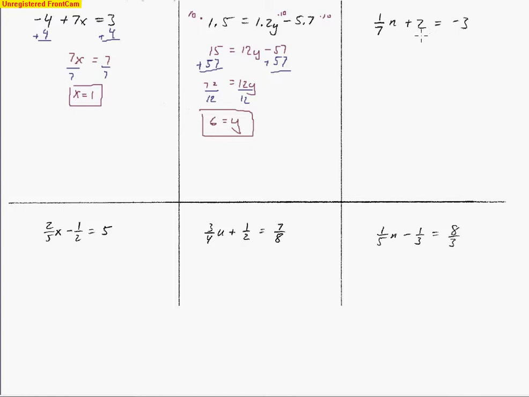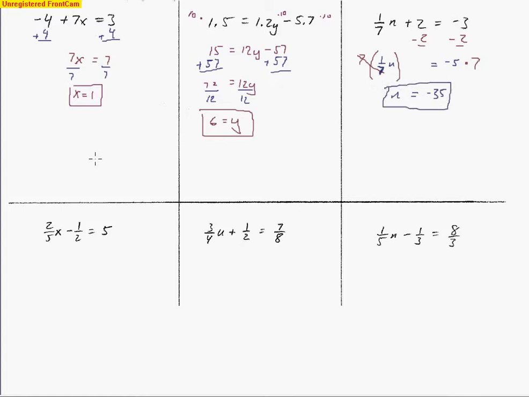Okay, on our next one we can subtract 2 from all sides. Notice that the signs are the same, so that tells us that we're going to end up adding those two terms. So we have 1/7 n equals -5. So from that point, if I multiply by 7, the 7's will cross cancel. Do the same thing on this side, and we're left with n equals -35.